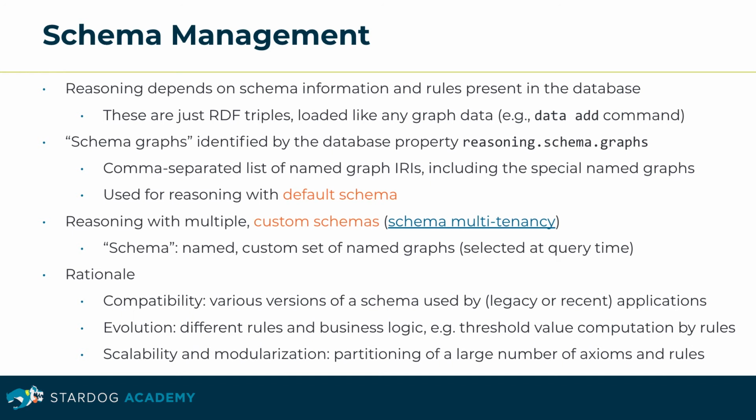It allows to maintain compatibility with legacy applications, as various versions of a schema may be selected at query time depending on the client. It supports evolution of business rules, for example to encode threshold values for rule-based computation. And, last but not least, partitioning of a large number of axioms and rules into identifiable modules has obvious benefits for scalability and modularization of large models.